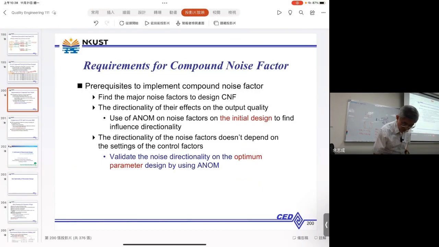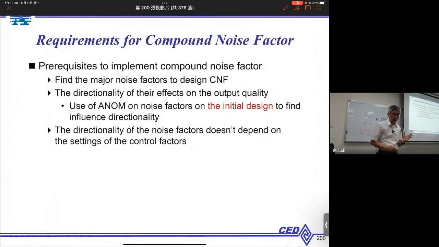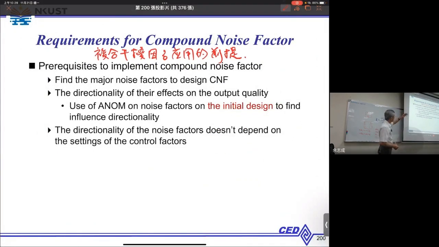But there are some restrictions, as I mentioned over here. There are some prerequisites or some assumptions for using compound noise. First, you need to consider all the major noise. Just like the bathroom scale. The bathroom scale, we only consider 2 noise factors. We consider the type of floor and also the standing position. But there are manufacturing errors too.